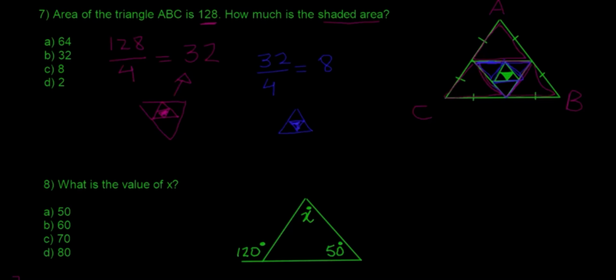Done. Now I want to split it further into smaller triangles. Then I've got one triangle here, triangle 2, triangle 3, and the one in the middle. This one, the one that's the shaded part. So 4 triangles. Again, I would take 8, split it into 4. That's 2. So the shaded portion, the one in the middle, is 2. I hope that makes sense.